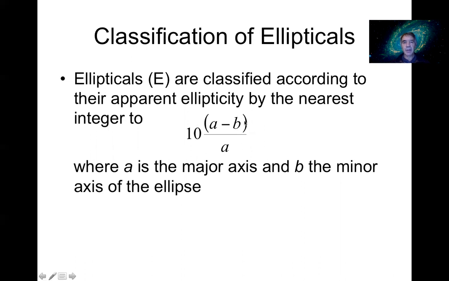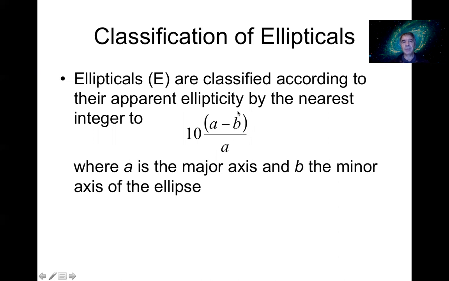If you recall, when we were talking about elliptical orbits, we introduced the idea of a major axis and a minor axis. We were talking about semi-major and semi-minor then, but it doesn't really matter. Where A is the major axis, B is the minor axis, this ellipticity number for galaxies is given by this expression here, (A - B) / A.